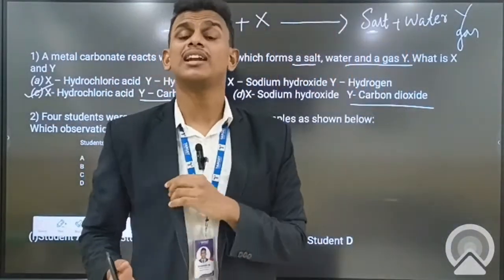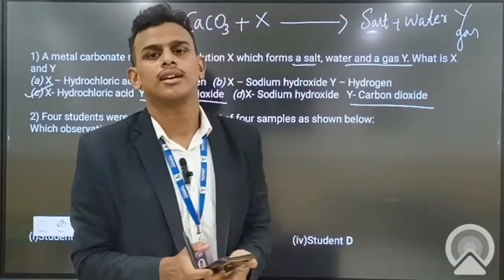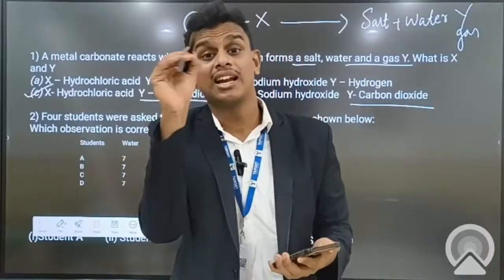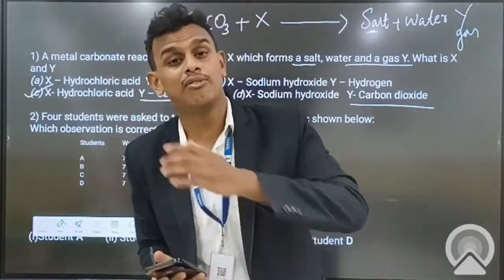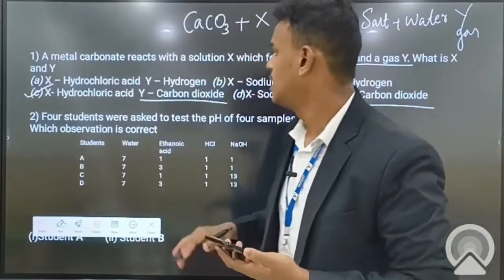A metal carbonate reacting with an acid will form a salt, water and carbon dioxide gas, because carbonate contains CO3, which allows the evolution of CO2. Is it clear? Second question.